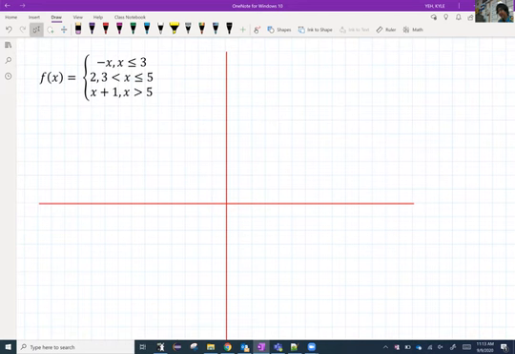What if we are given the piecewise function definition and we need to graph it? So here's how we're going to do that. I'm going to look at it step by step, just like we did before, now just going in reverse. So f of x equals -x when x is less than or equal to 3. I know what -x looks like. That's -x plus 0.